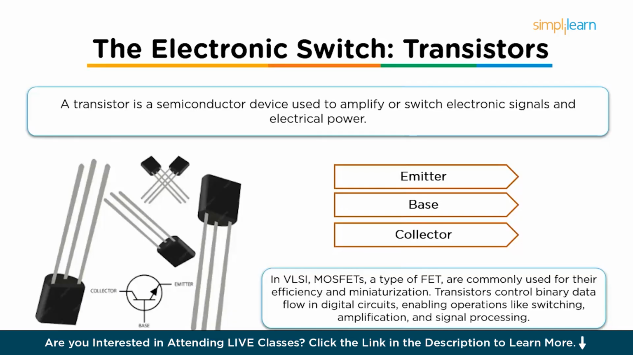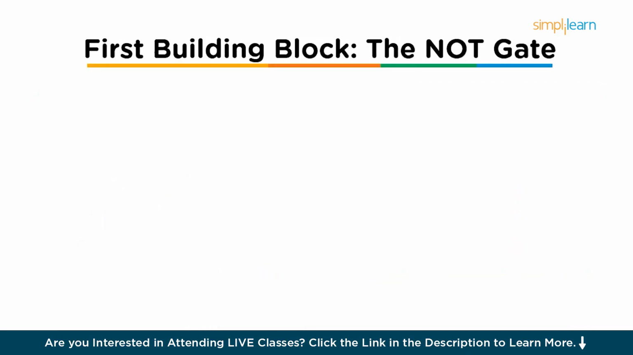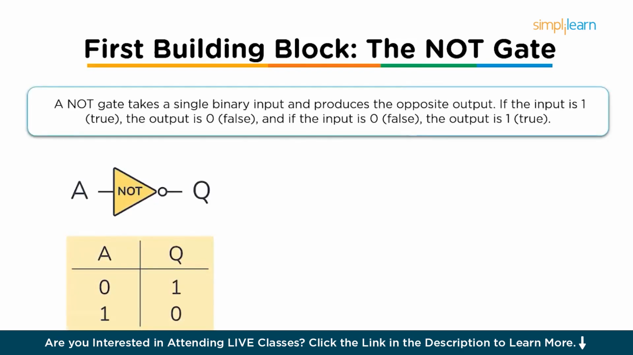So now let's move forward and see the first building block, the NOT gate. We will learn about gates in the next module as well, but let's start with the NOT gate. The NOT gate, also known as an inverter, is one of the simplest yet most important components in digital logic design. A NOT gate takes a single binary input and produces the opposite output. So if the input is 1, which is true, the output is 0, which is false. And if the input is 0, which is false, then the output is 1, which is true.